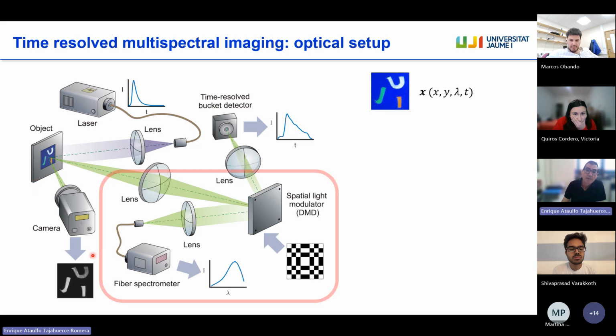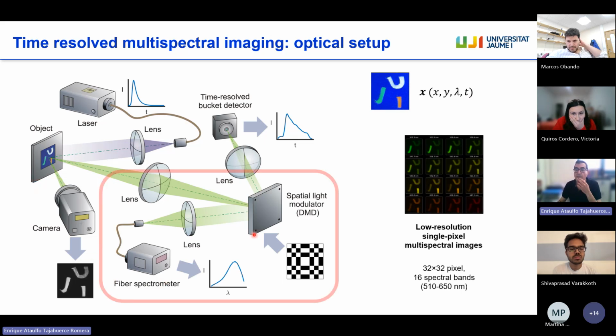Then second, single pixel image, a single pixel imaging system will allow us to record 16 spectral channels with low spatial resolution by using the digital micromirror device. For each Hadamard pattern we project into the spatial light modulator, we record 16 spectral channels, so we are able to reconstruct these multispectral images.